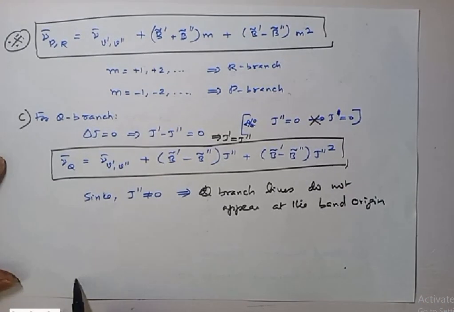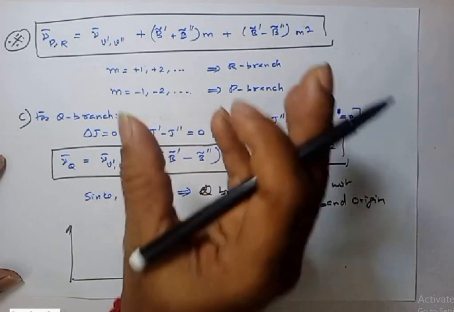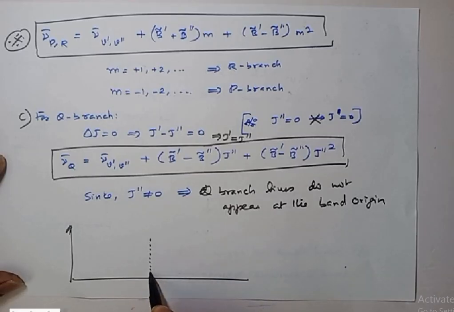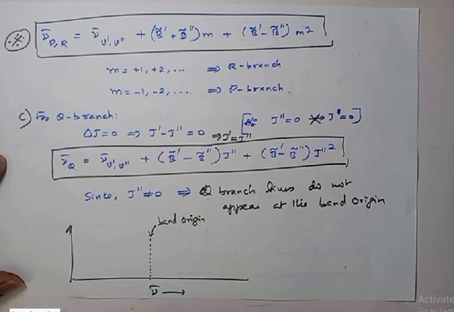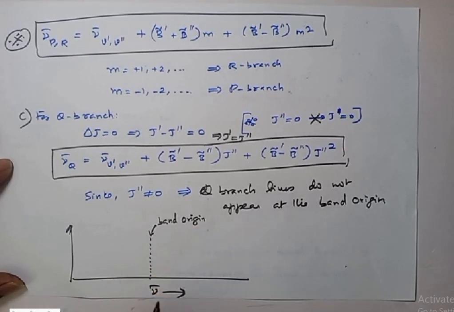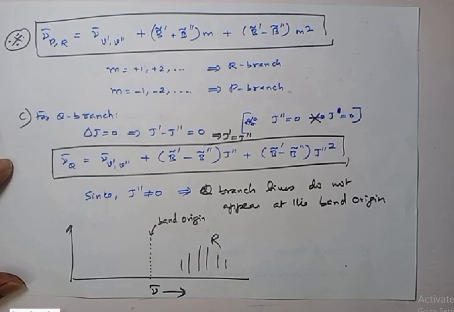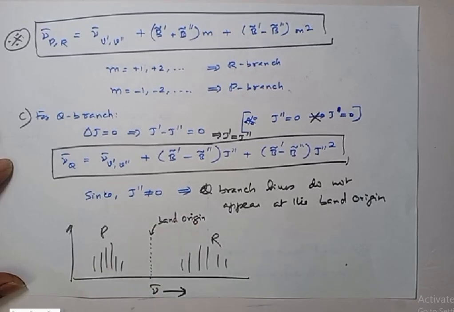We all know that if you take one particular vibrational transition, say 0 to 0 or 0 to 1 or 0 to 2, in the electronic spectrum, and say this is the band origin, where frequency increases from left to right, where do we get the P branch and the R branch? Remember, on the higher frequency side of the band origin, we get R branch lines. On the lower frequency side of the band origin, we get P branch lines. And Q branch lines usually appear close to the band origin. In some molecules it appears on the lower side, in some on the higher side of the band origin. It depends.